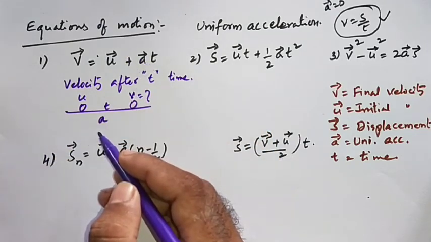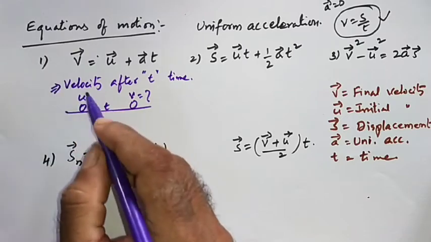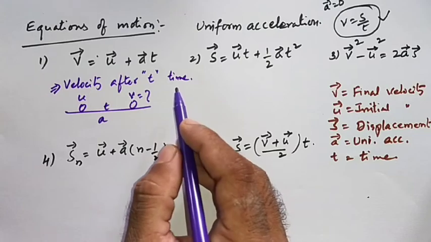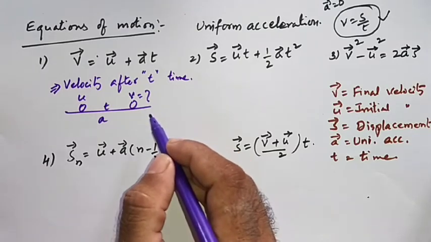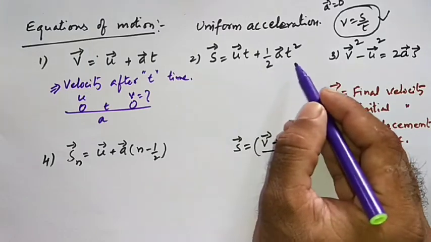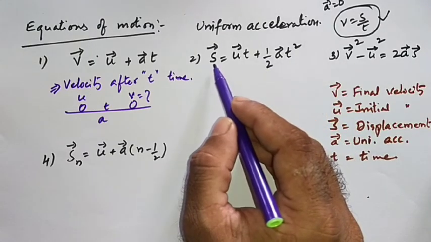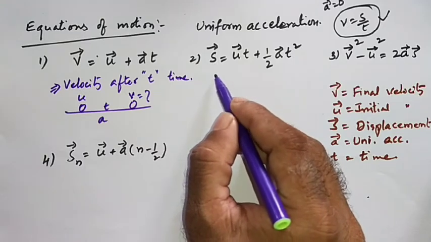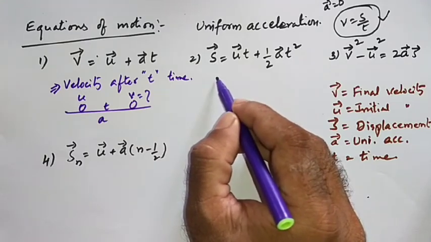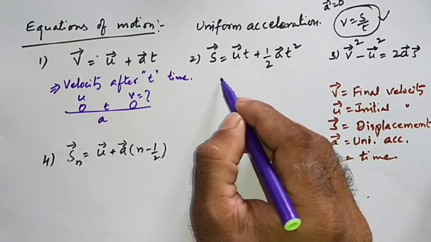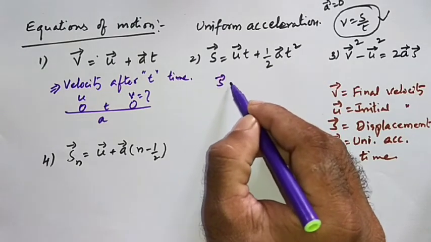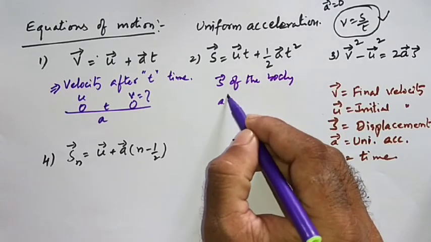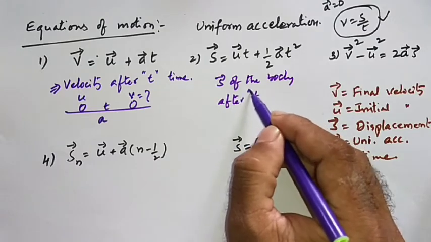Are you understanding or not? So we use this formula when you want to calculate the velocity of the body after t seconds. Now coming to the second one. When do we use this formula? Here we are calculating displacement. That means this formula is used to calculate the displacement of the body after t seconds.